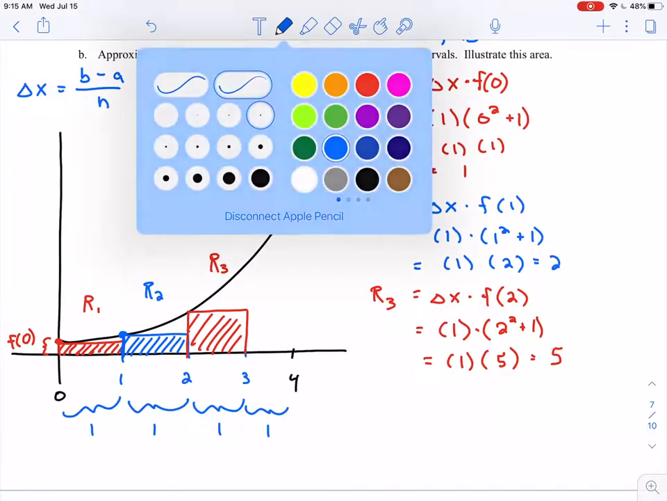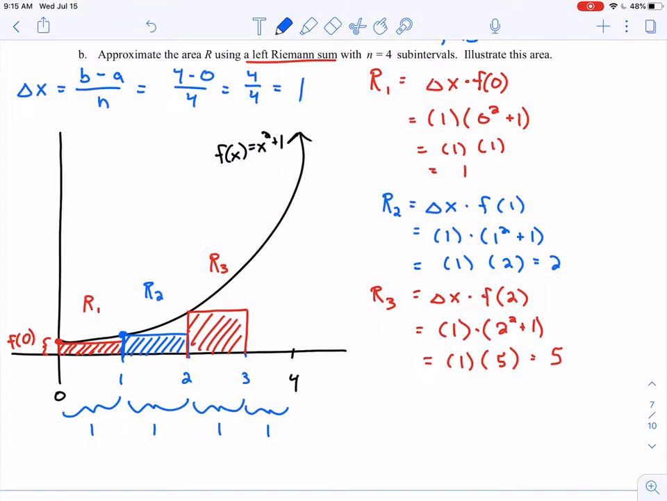And then I'll repeat it one last time. Now I'm looking at the subinterval between 3 and 4. I want to use the height of my rectangle at 3, or excuse me, the height of my function at 3 to determine the height of my rectangle. So I'll draw this in.